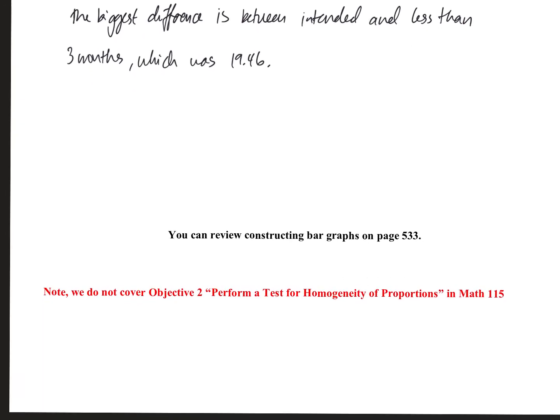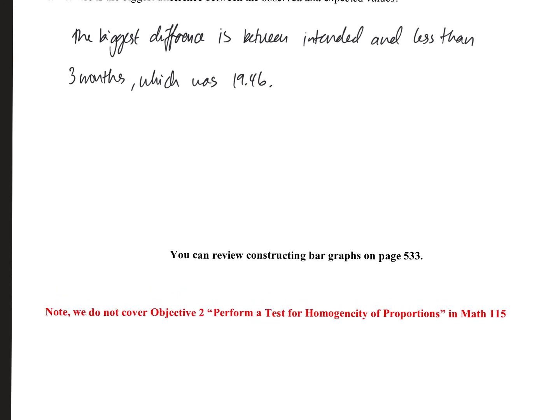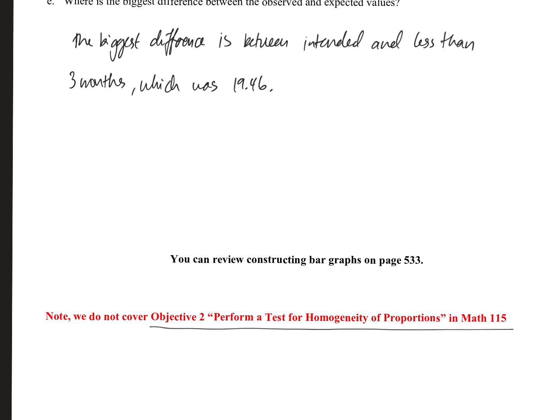Alright, and you can review constructing bar graphs on page 533. I didn't cover that here because I'm pretty positive we've covered bar graphs well enough. And note, we do not cover Objective 2, performing a test for homogeneity. That is not something we cover for this course.